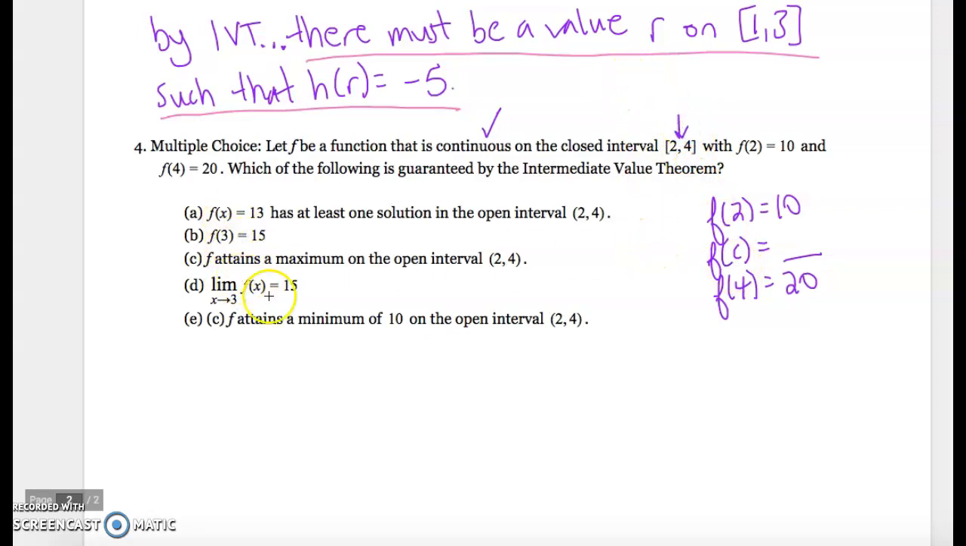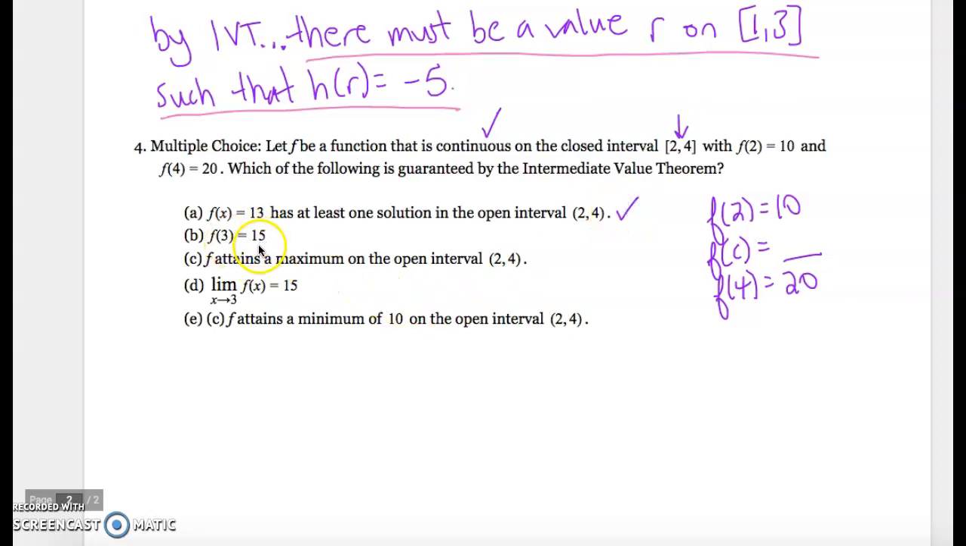Okay, so let's look and see which one of these things it says. So the limit equals, oh wait, let's start with the top. So f of x equals 13 has at least one solution in the open interval 2 to 4. So 13 fits in here. So I think that would be an okay statement to conclude, but I just want to go through and double check the rest of them as well.